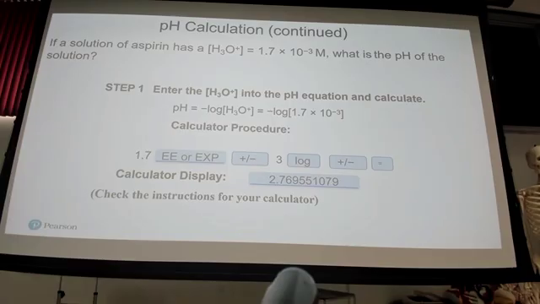So what you need to do, and this is where I recommend you check your calculators, whichever kind you use on your computer or your phone. Make sure you have the right settings because the instructions might be different. So what you would do is plug in the hydronium ion concentration, this number, and take the negative log of that, and you should come up with 2.76.